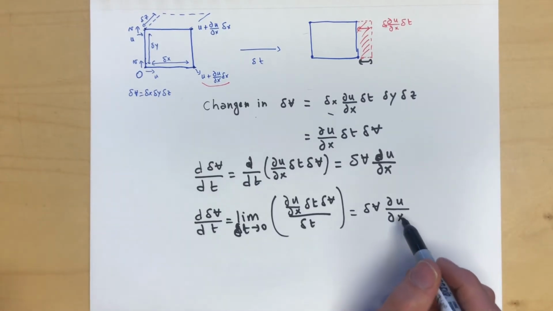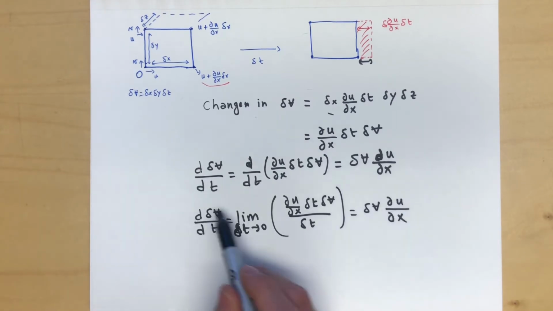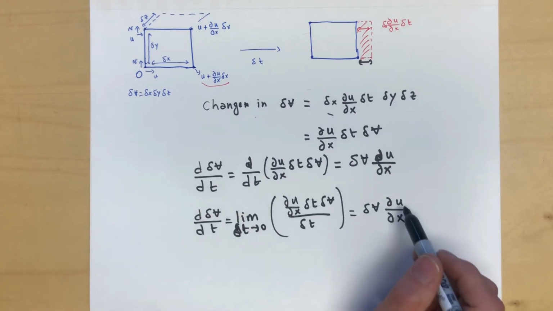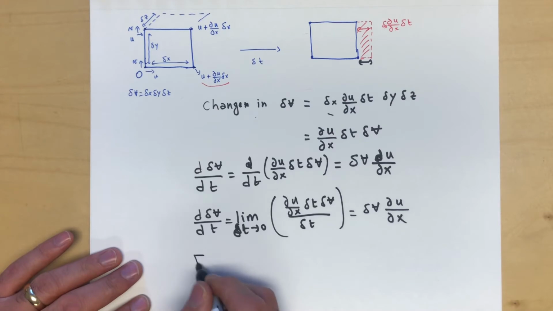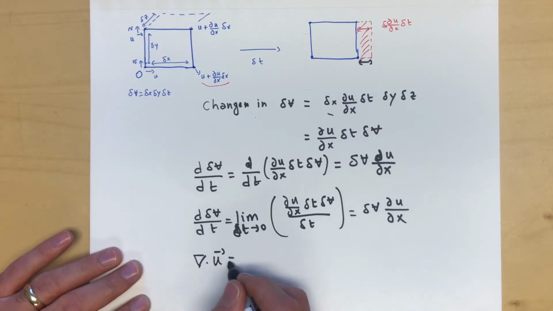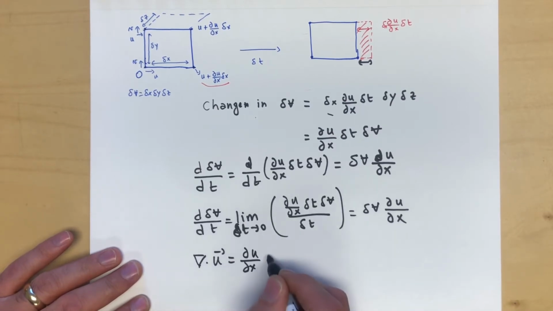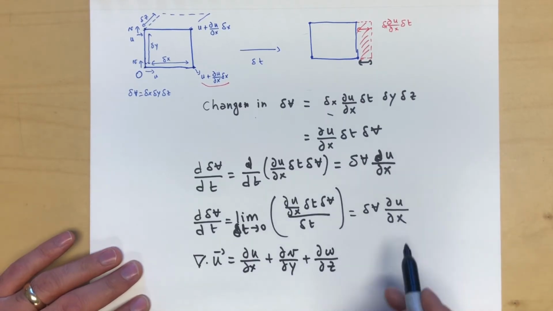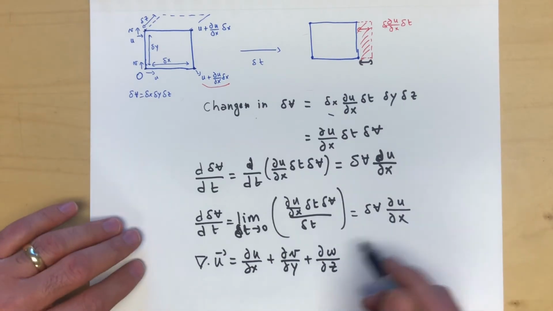So we're starting to get to the point where we can relate this to the dilatation, and you're starting to see the first elements of the dilatation. Remember that the dilatation, div u, is equal to du by dx plus dv by dy plus dw by dz. This is the first element of div u.